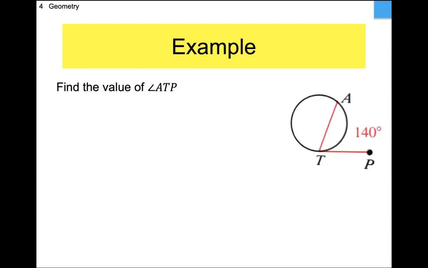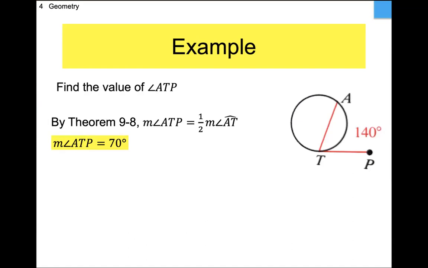All right, so here's an example. Once again, these are all easily done individually. I've got a tangent. So how big is angle ATP, or just angle T? Well, it's got to be half of the arc. In other words, it's got to be 70 degrees. Not a very overwhelming concept.